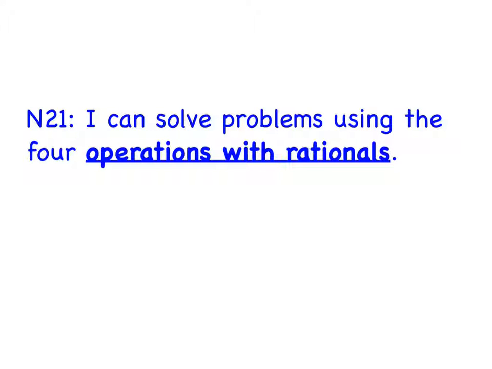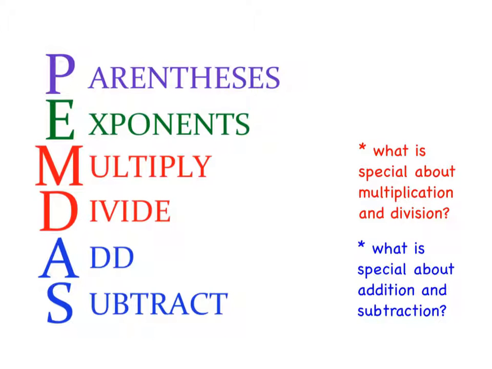Our I can statement is N21. I can solve problems using the 4 operations with rationals. Today we're going to practice the steps of the order of operations.